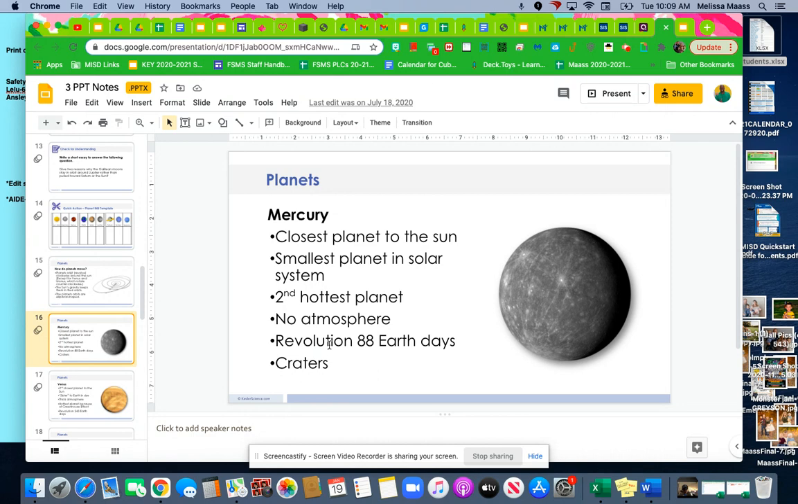We take 365 days, and the revolution for Mercury to go around the sun is just 88 days. So it's cruising, okay? It does have craters. If you've ever seen videos on craters that may have hit the earth, we'll talk about those when we get to meteors, but they're like little divots in the surface kind of thing.